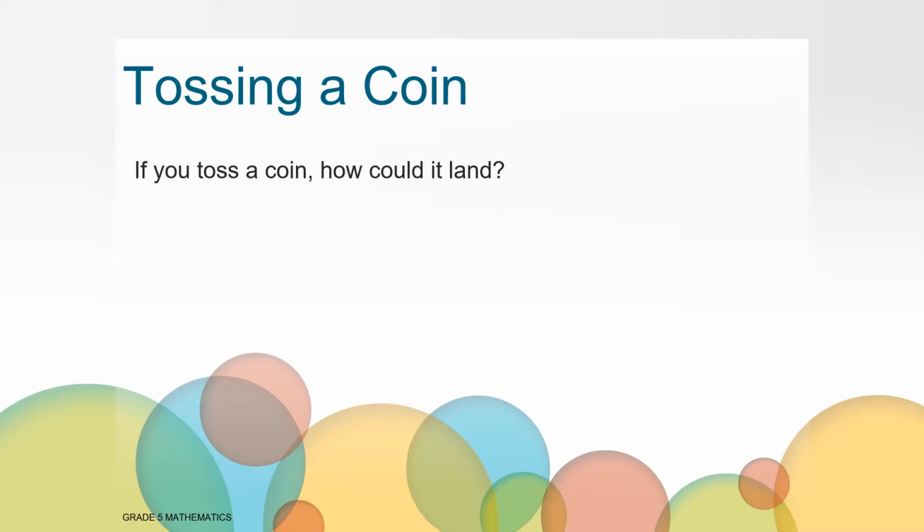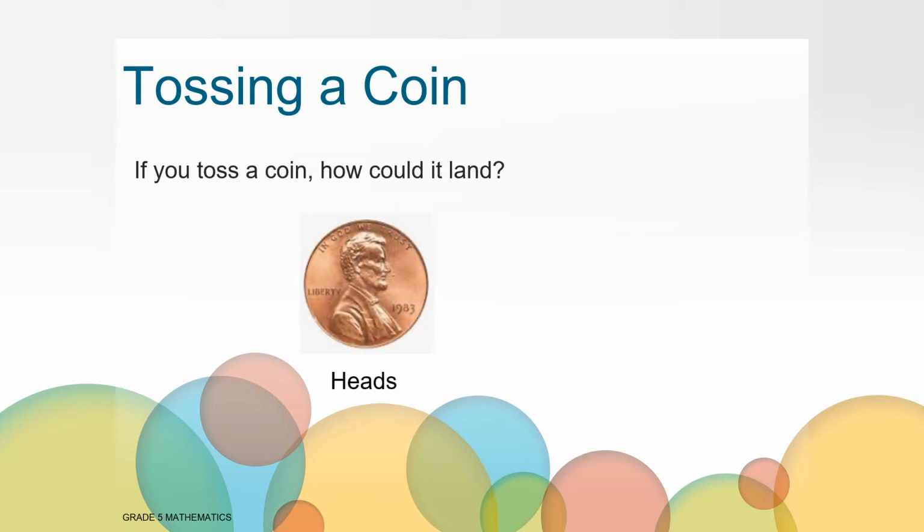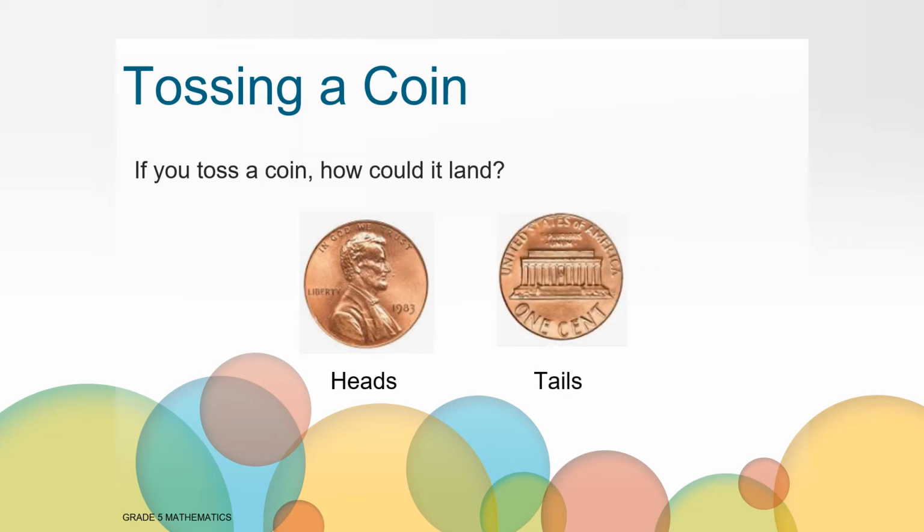So now let's move on to the lesson. If you toss a coin, how could it land? There are really only two possible outcomes. Either it will land with the head side facing up, or it will land with the tail side facing up. This is called our sample space. It lists the only possible outcomes of tossing one coin.